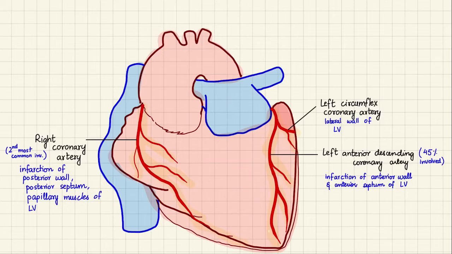So in this case we can see that if this artery is occluded, infarction of the anterior wall and anterior septum of the left ventricle will be there, this portion. And if the left circumflex coronary artery is occluded, we'll have infarction of the lateral wall of the left ventricle. And if the right coronary artery is occluded, we're going to have infarction of the posterior wall, posterior septum, and papillary muscles of the left ventricle.